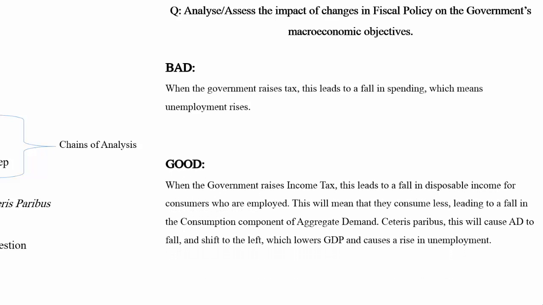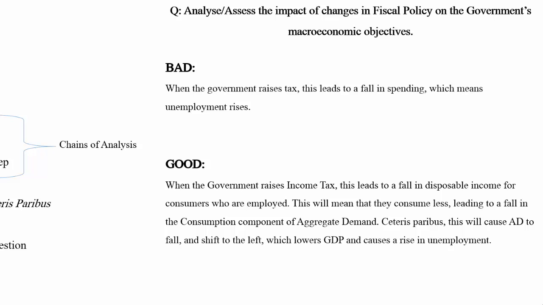A good example for this question would have been as follows. When the government raises income tax, so I've chosen a specific tax now, this leads to a fall in disposable income for consumers who are employed, because obviously not everybody's employed, so they're not all going to be affected by the income tax change. This will mean that they consume less, leading to a fall in the consumption component of aggregate demand. All other things being equal, this will cause aggregate demand to fall, shifting to the left, which lowers GDP and causes a rise in unemployment.